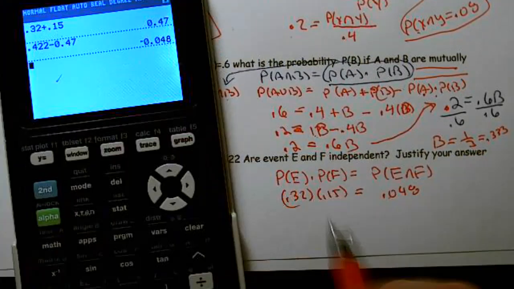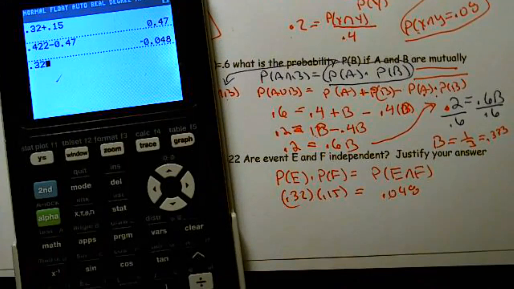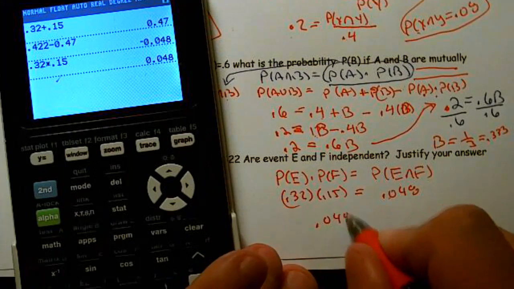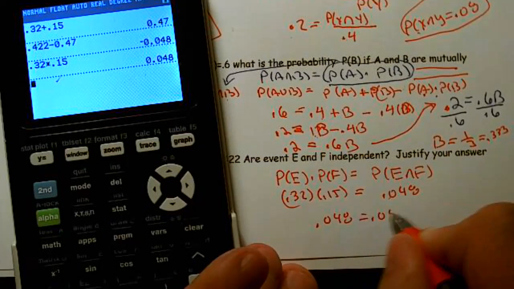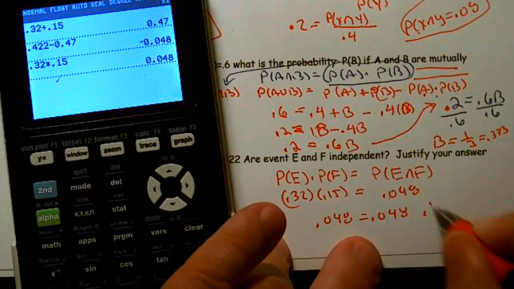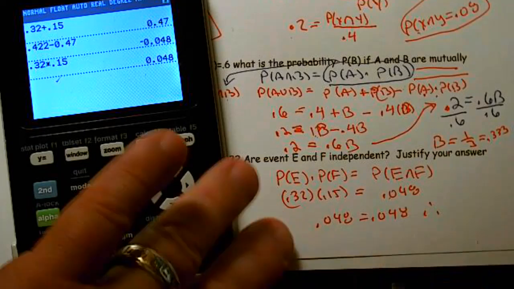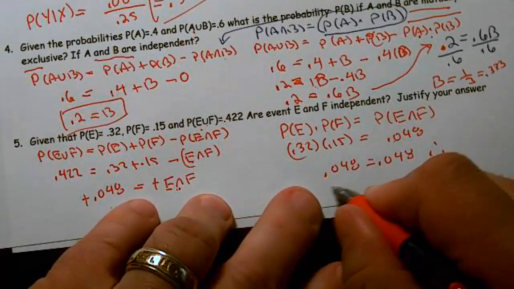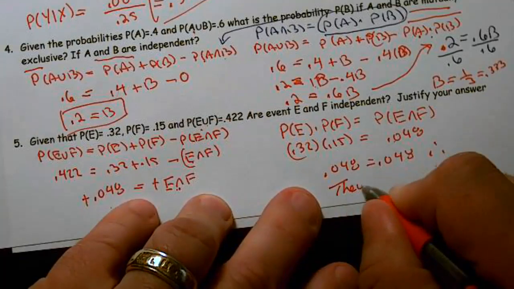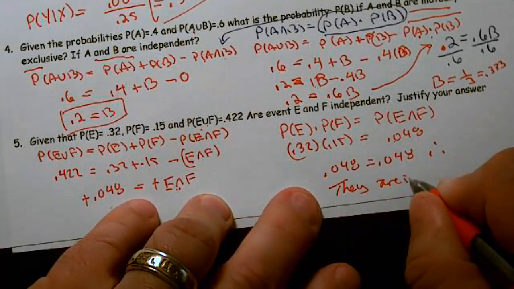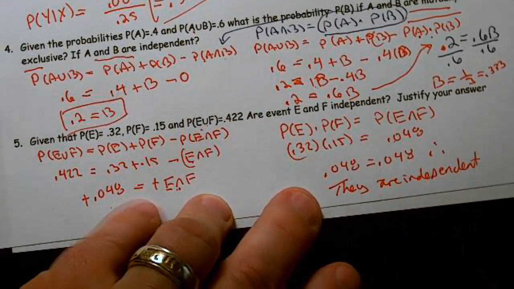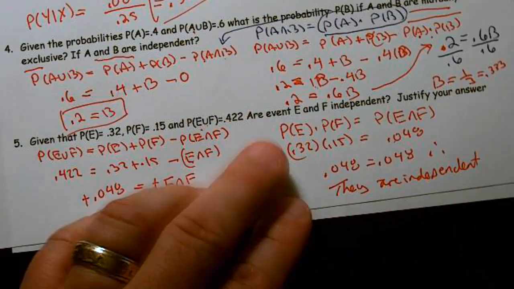So let's see if this is true. 0.32 times 0.15, they're equal. So 0.048 equals 0.048. Therefore, they are independent, right? Now, if they did not equal, they would not be independent. All right. So because they're equal, they're independent.